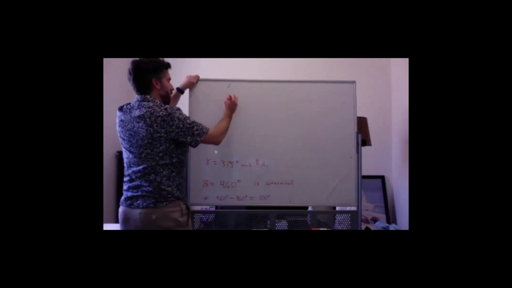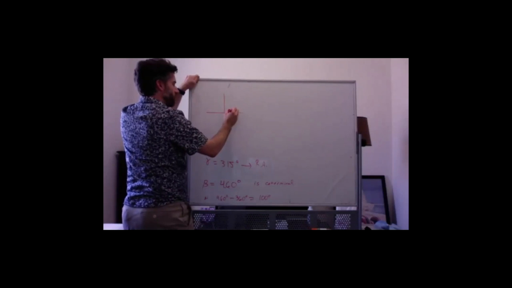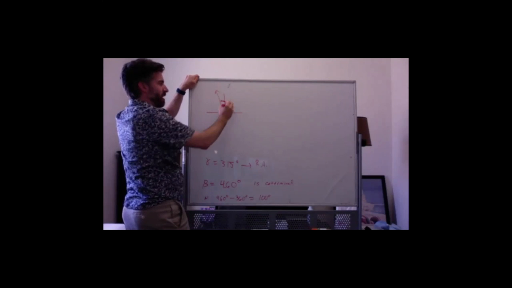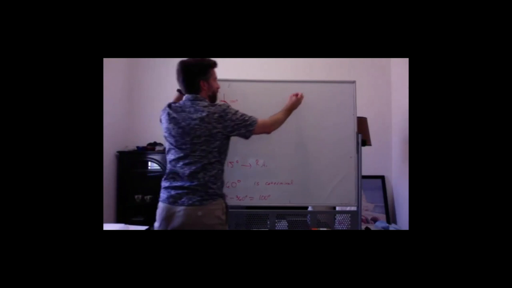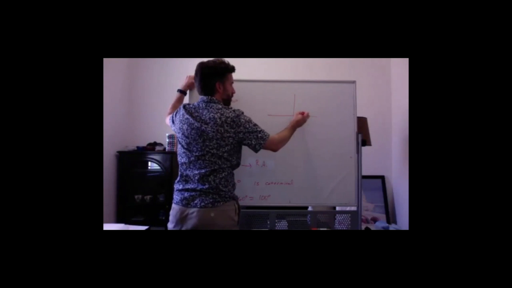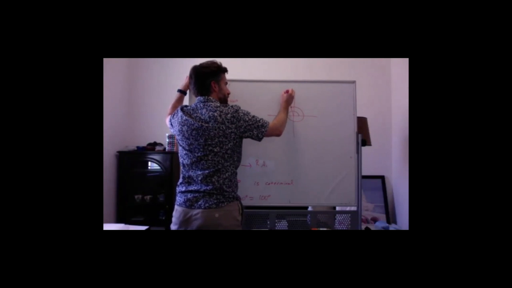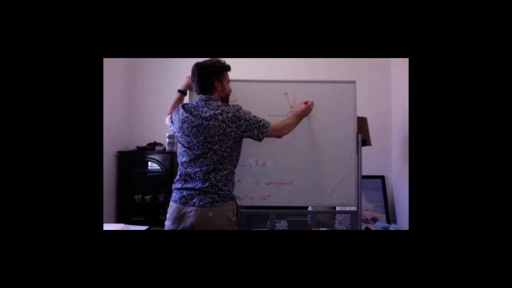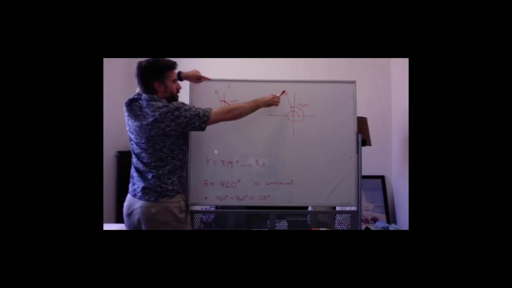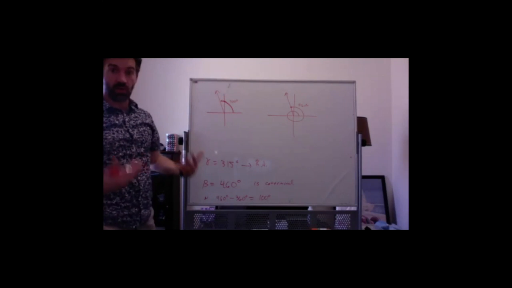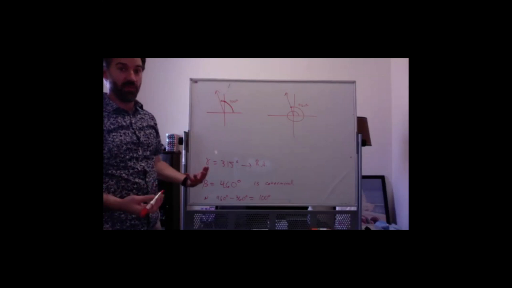if I draw 100 degrees, it looks like this. Kind of like this. Usually it's better than that. If I draw 460 degrees, it looks like this. But both of these angles terminate on the same ray. And since they are coterminal, they both have the same reference angle.